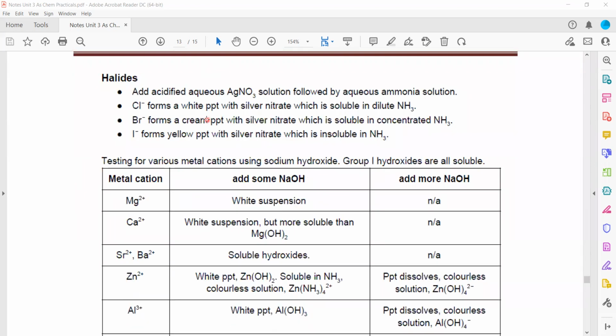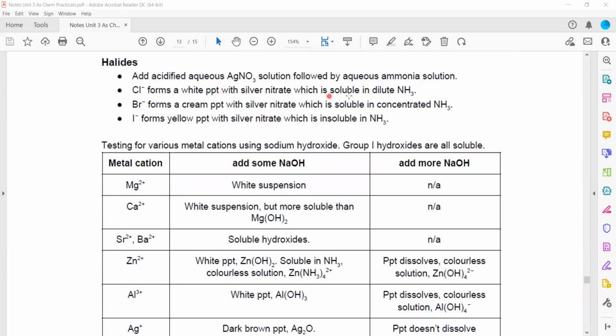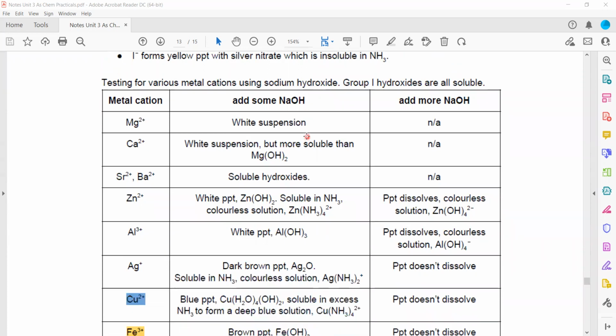To test the halide ion, we add acidified aqueous silver nitrate solution, followed by aqueous ammonia. If it is a chloride, it will give a white precipitate, and it will dissolve in dilute or concentrated ammonia. If it is a bromide, it will give a cream precipitate; in dilute ammonia it does not dissolve, in concentrated it dissolves. And if it is iodide, it will not dissolve in either dilute or concentrated ammonia.